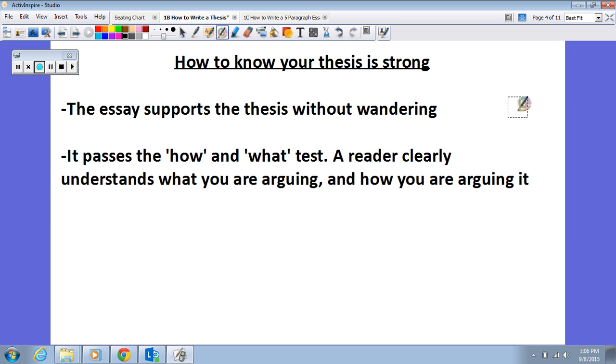So again, when we go back to our basketball player analogy, we know what I'm arguing. I'm arguing that LeBron James is the greatest basketball player of all time. And how I'm going to argue it is I'm going to talk about how he actually acknowledges that he has teammates, unlike someone else, or among other things, other reasons possibly, that he's a physical freak that can actually play defense, whereas Jordan couldn't. Okay, so a how and what test. When you read my one sentence at the end of that paragraph, you're going to know what I'm arguing and how I'm arguing it.